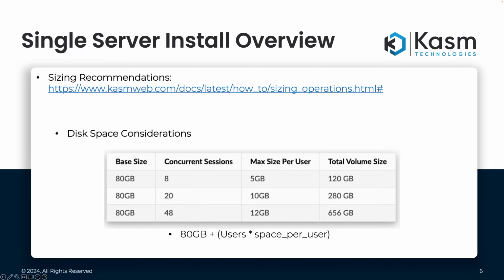how many users or concurrent sessions you believe you'll be running, and then the estimated maximum space per user that you anticipate them using, which gets you to total volume size. At the bottom is our formula: 80 gigabytes plus users times space per user. So in these examples, it's 8 times 5 plus 80 gets you to 120, 20 times 10 plus 80 is 280, and so forth.